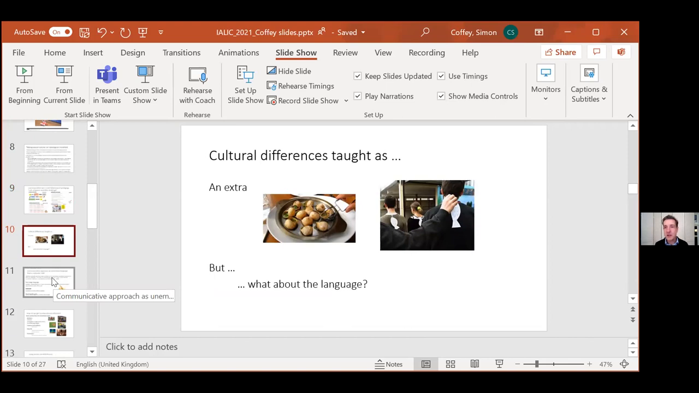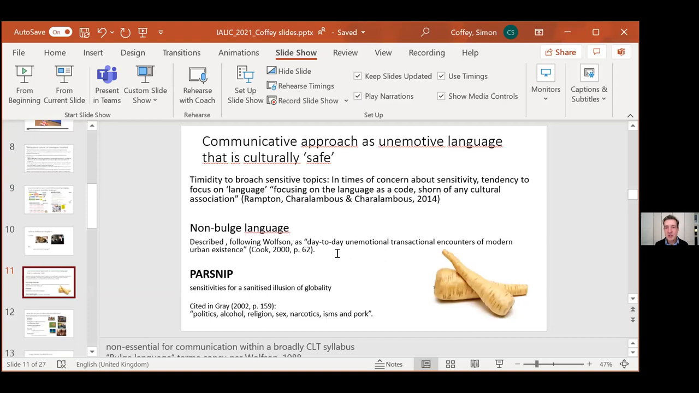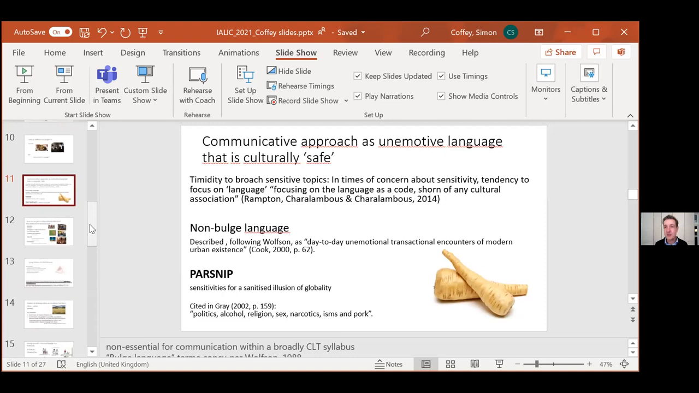More serious critical analysis shows this, if you know the work of John Gray, for example. In his work on the global course book, he's shown that there's a political and ideological reason for removing sensitive or potentially upsetting material. He calls it the parsnip test, if you like. It's an acronym for politics, alcohol, religion, sex, narcotics. One of those is kept out of any global course book because they may offend or cause controversy. So it becomes distilled down to quite a bland learning of code.